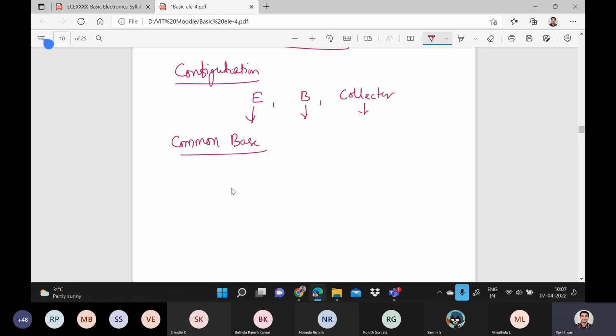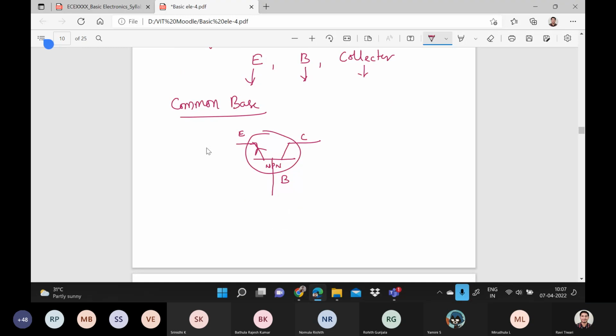In the common base configuration, that means the base is common, right? And for the NPN transistor, you can draw like this. NPN means the current will come out. This is the NPN transistor, because the current is coming out from the emitter only. Okay, and the direction of current you have to show from the emitter terminal only. This is the collector, and as the base is common, this is your base.